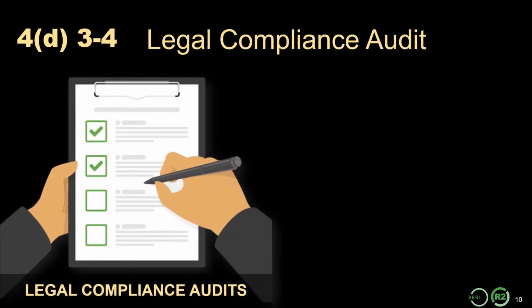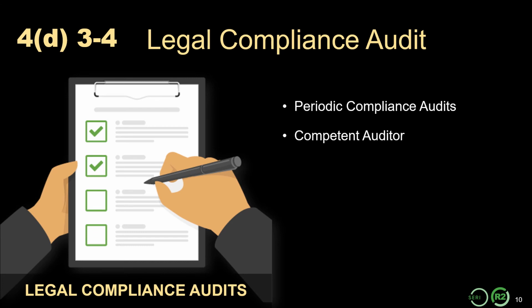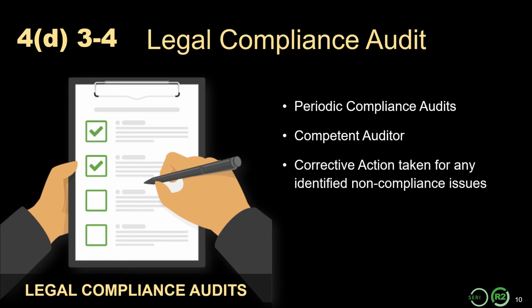The next step in monitoring compliance is for the facility to conduct periodic audits to assess its compliance with legal requirements. The audits should be used to confirm that the applicable requirements have been identified and that appropriate compliance actions have been implemented and are effective. It's important that the audit is conducted by a competent auditor with knowledge of the legal requirements and the facility's operations. If a compliance audit results in any issues of noncompliance, the R2 facility must take corrective action to promptly stop and resolve those issues.